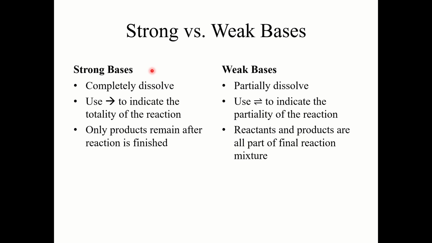So strong versus weak bases. Again, strong bases are bases that completely dissolve, so we use a single-headed arrow to indicate the totality of the reaction. Only products remain after the reaction is finished. With weak bases, they partially dissolve, so we use double-headed arrows to indicate the partiality of the reaction. So reactants and products are all part of the final reaction mixture.